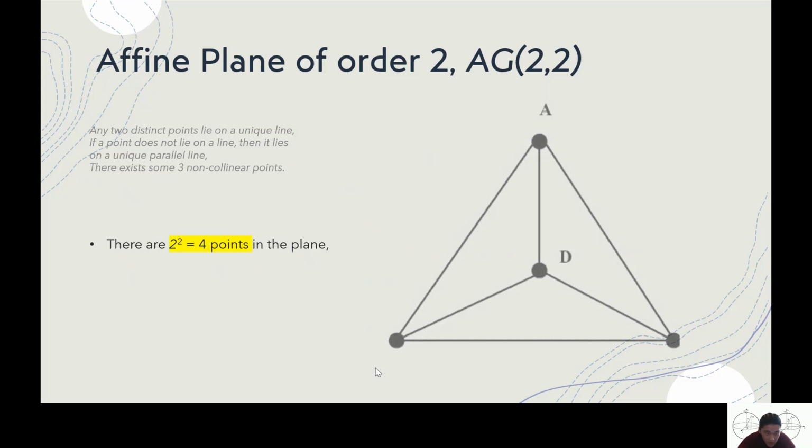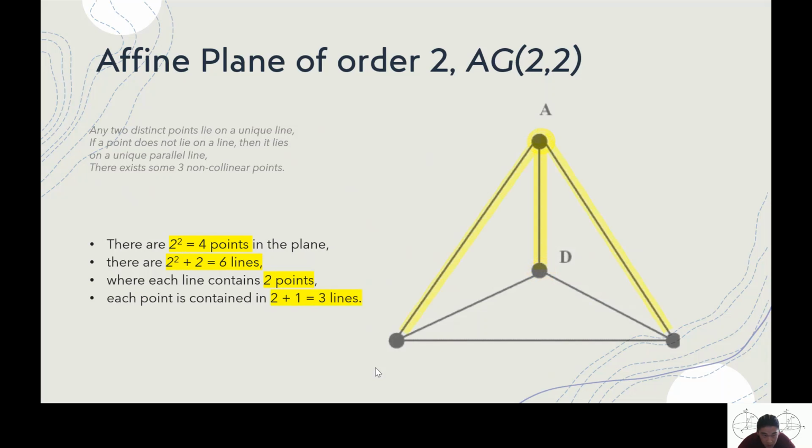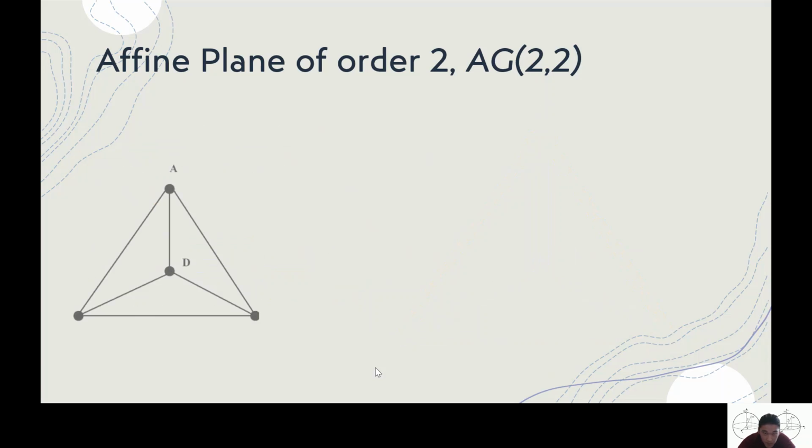Here we have 2 squared, which is 4 points in the plane: 1, 2, 3, 4. And we should have 2 squared plus 2, which is 6 lines: 1, 2, 3, 4, 5, 6. With each line containing 2 points, as shown there, and each point is contained in 3 lines, which is shown there. Cool.